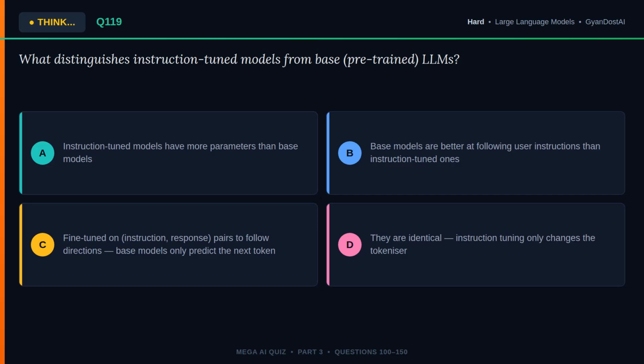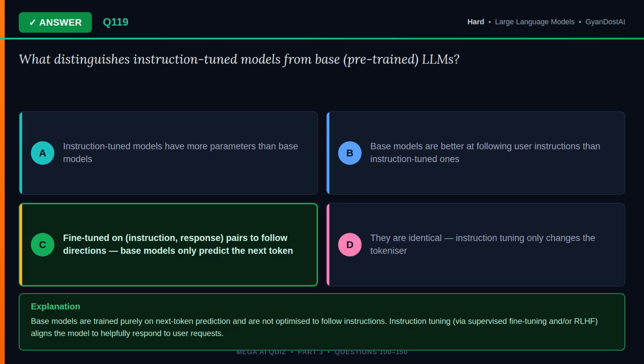Question 119. What distinguishes instruction-tuned models from base pre-trained LLMs? Option A. Instruction-tuned models have more parameters than base models. Option B. Base models are better at following user instructions than instruction-tuned ones. Option C. Fine-tuned on instruction-response pairs to follow directions. Base models only predict the next token. Option D. They are identical. Instruction tuning only changes... The correct answer is C.